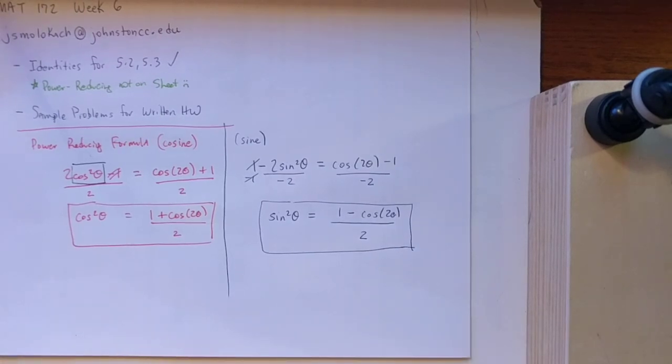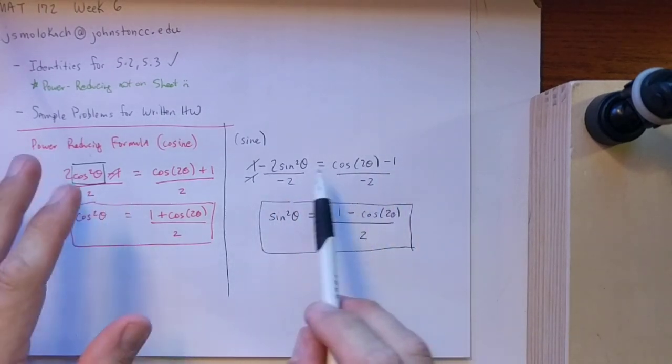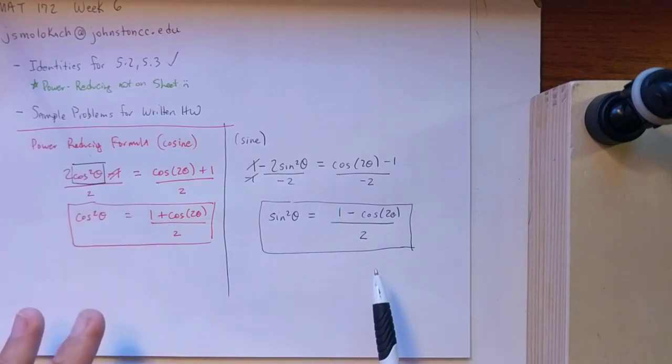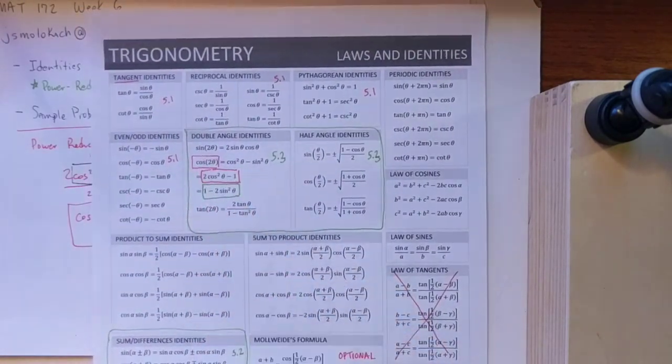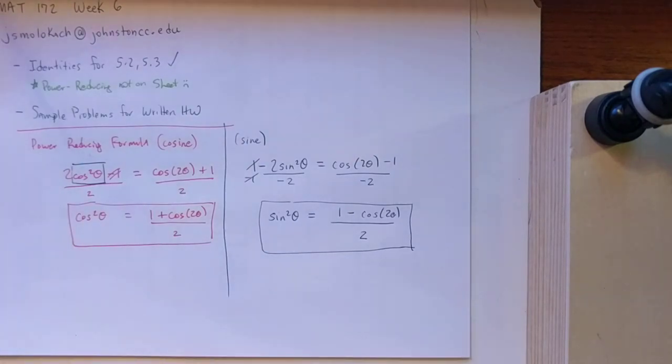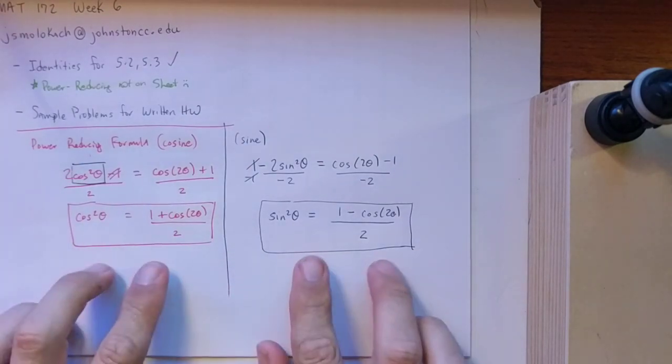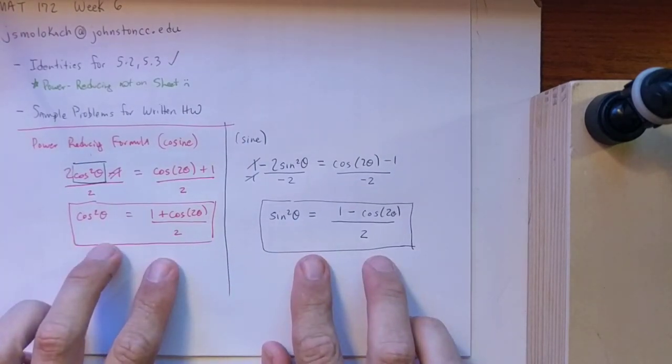Okay, now you'll never need to derive these in the way that I did, but I just want to justify why these aren't written on the formula sheet, because in a way they're already there. They're just not manipulated the way that I did here. So you will need these two formulas to do some work on your next test.